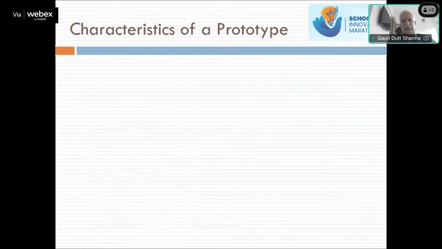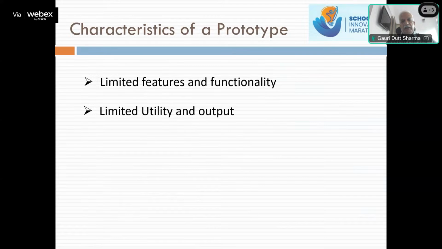What are the characteristics of a prototype? When you create something called a prototype, it is not a fully workable product. It may have limited features, limited functionality. It cannot be a fully functional product because you have not completed the product manufacture, or you have not completed the making of the product. You only have a prototype. It may have a limited utility and output.